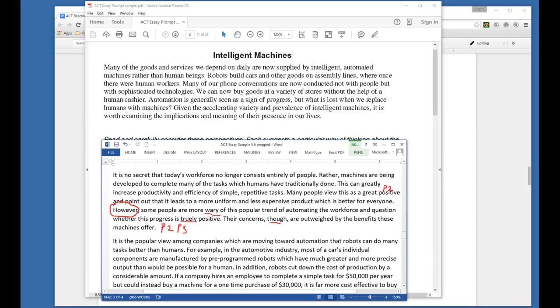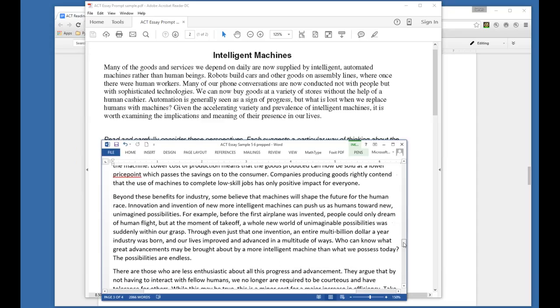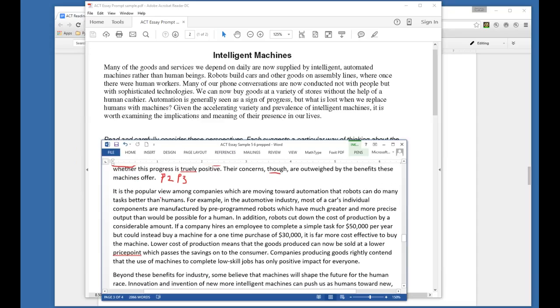All right. Let's see what we do in paragraph number two. It is the popular view among companies which are moving toward automation that robots can do many tasks better than humans. For example, in the automotive industry, most of a car's individual components are manufactured by pre-programmed robots, which have much greater and more precise output than would be possible for a human. Where did that example come from? Right from the prompt. They talk about robot cars. Robots build cars. Right out of the prompt.